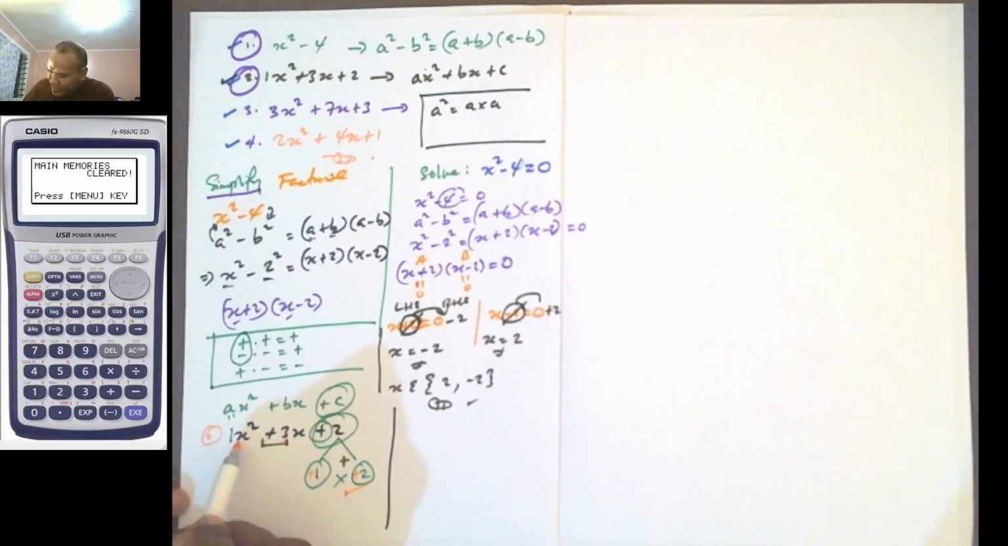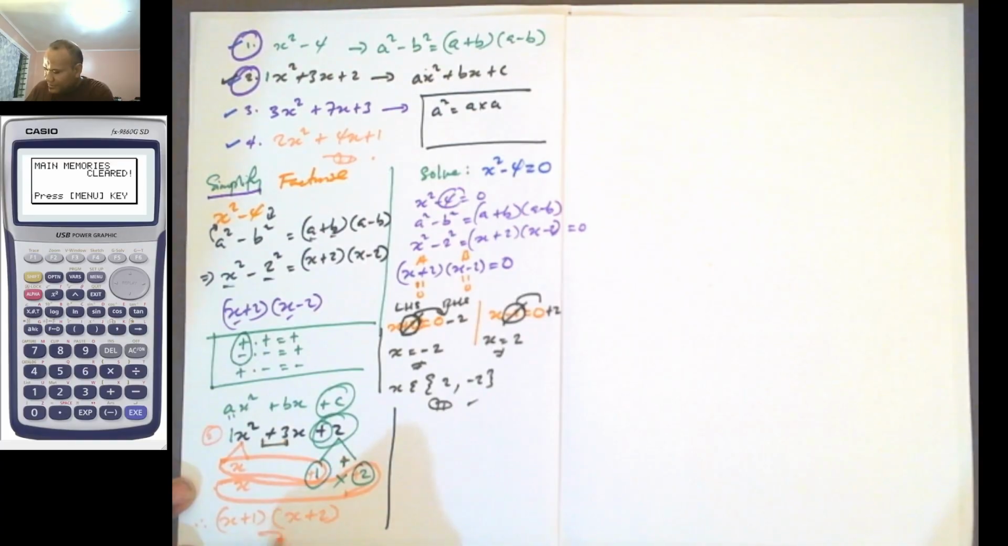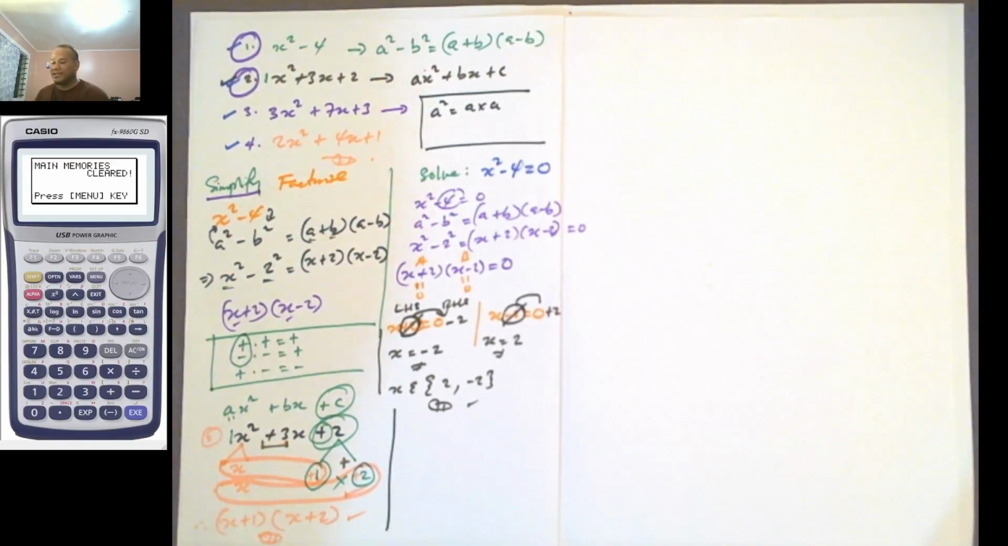Now let's go here. x squared, if I separate them, this is x times x. So x times x is x squared. That means these two pair up and these two pair up. So therefore my factorized form is x, since this is positive, x plus 1 into x, since this is positive, x plus 2. And that is your answer.